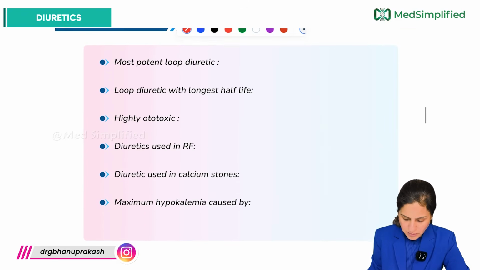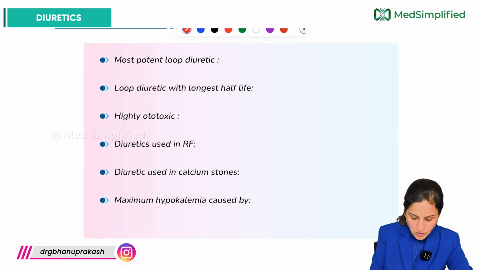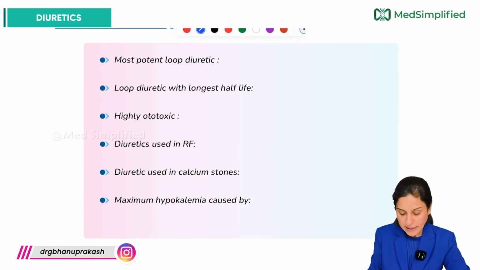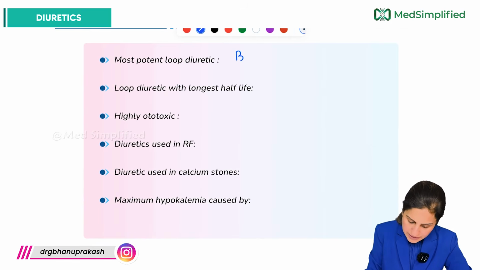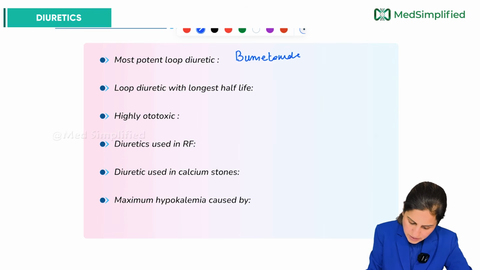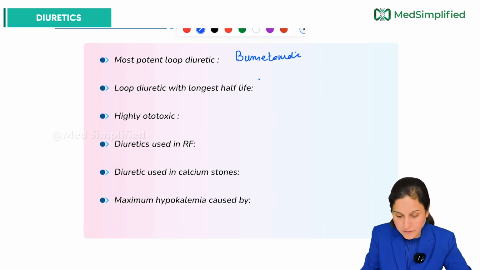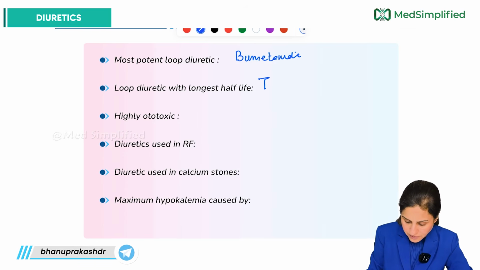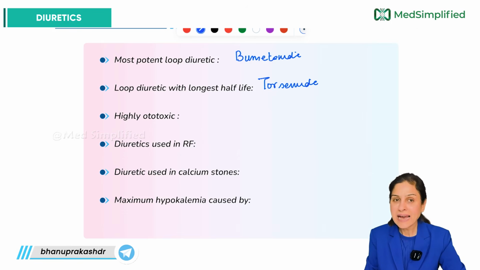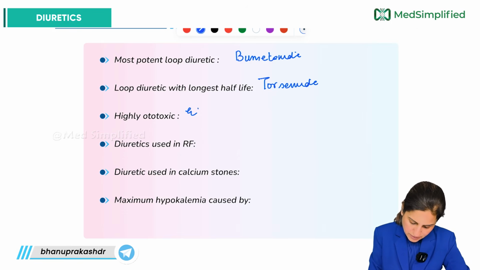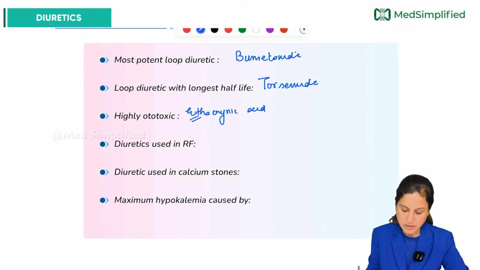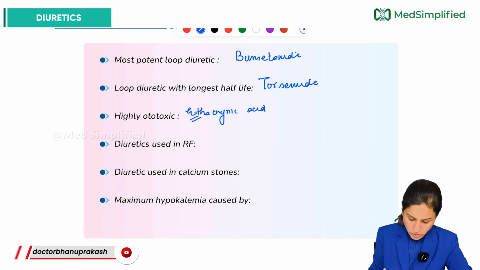Now, some important one-liners from here. Which is the most potent loop diuretic? That is bumetanide. Loop diuretic with the longest half-life, torsemide. Highly ototoxic, ethacrynic acid. E for ear and E for ethacrynic acid, ototoxicity.